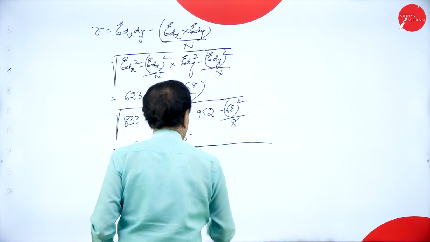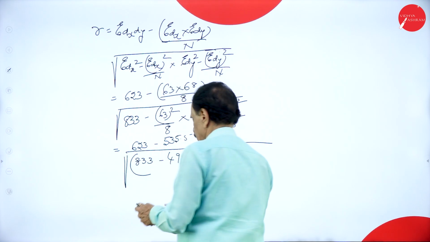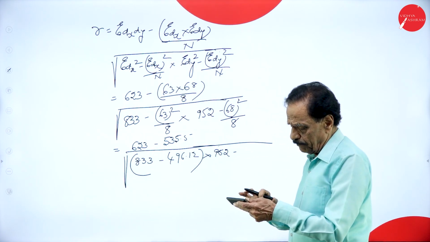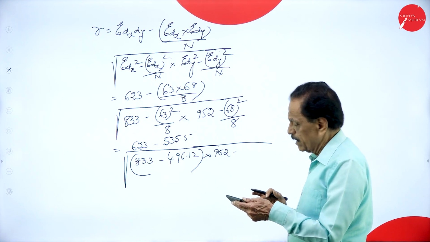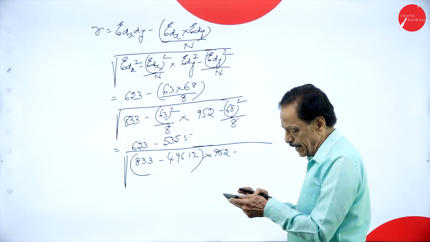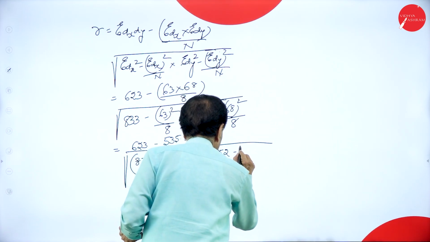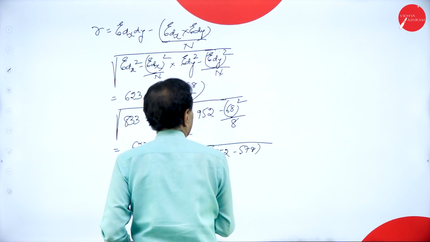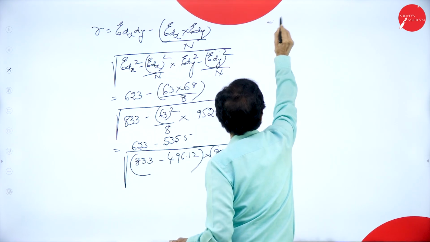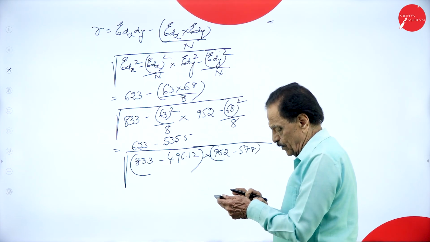496.12 into 952 minus 68 into 68 divided by 8, that is 578. Simplify this. This is 623.